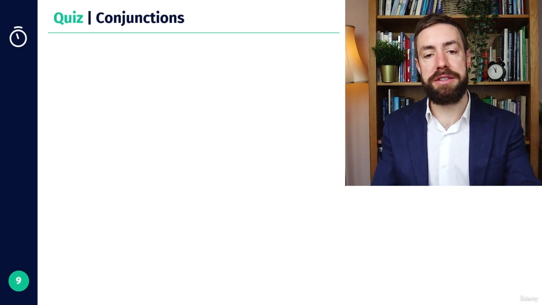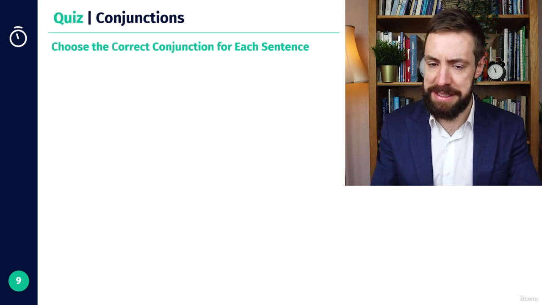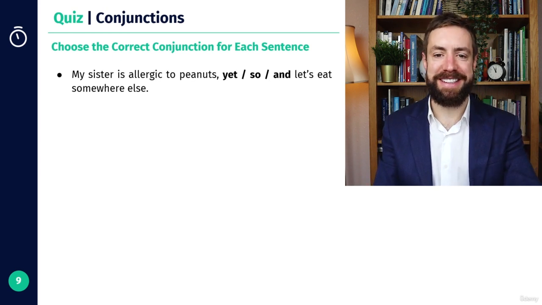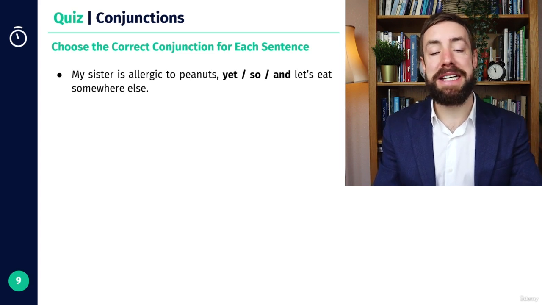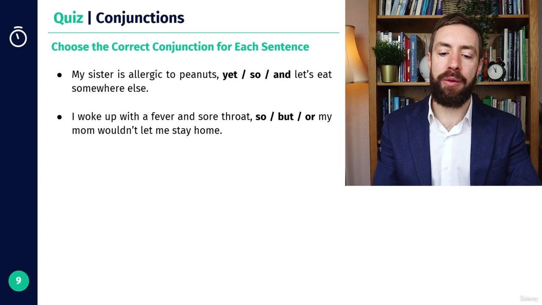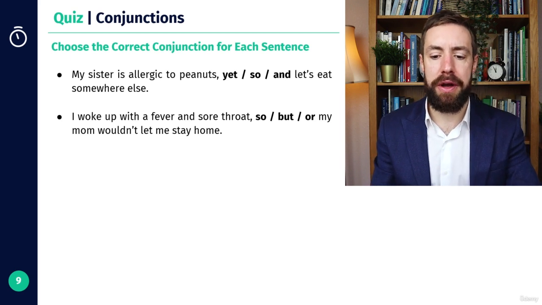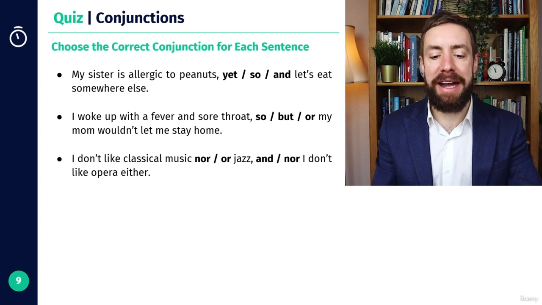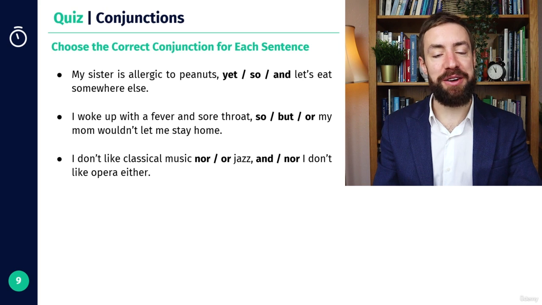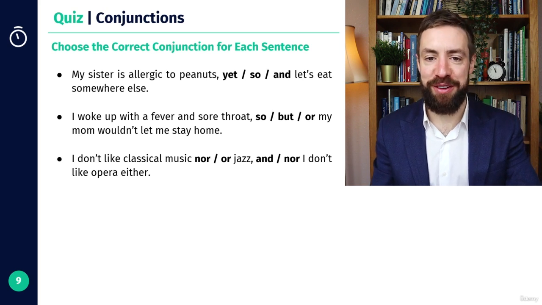And then the last thing we're going to do is do a little quiz. So, can you pick the right conjunctions for these 5 sentences? Let's quickly take a look. "My sister is allergic to peanuts. Let's eat somewhere else." "I woke up with a fever and sore throat. My mum wouldn't let me stay home." "I don't like classical music. Jazz. I don't like opera either." It's a pretty tough one.